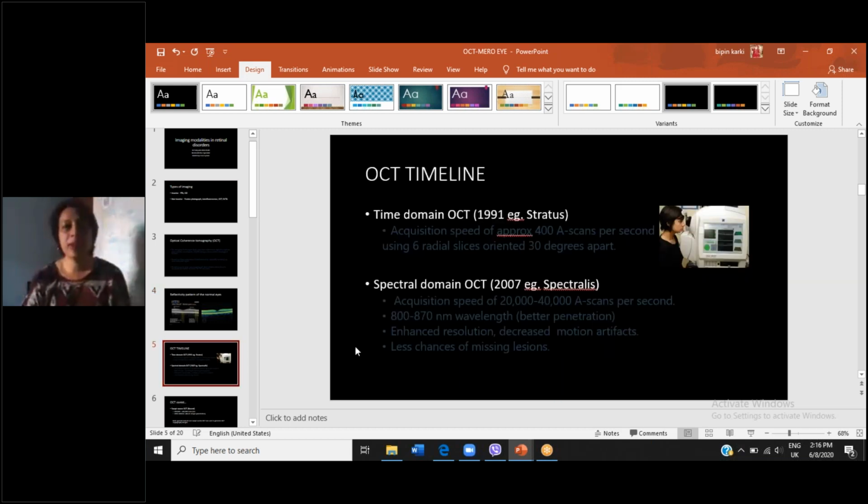So when we talk about OCT, we need to know how the use of OCT came into inception and then how it has grown over the years. So I've got this little slide on the OCT timeline. The OCT came into use in around 1991, and at that time it was time domain OCT. The machine we used was Stratus, with an acquisition speed of approximately 400 A scans per second.